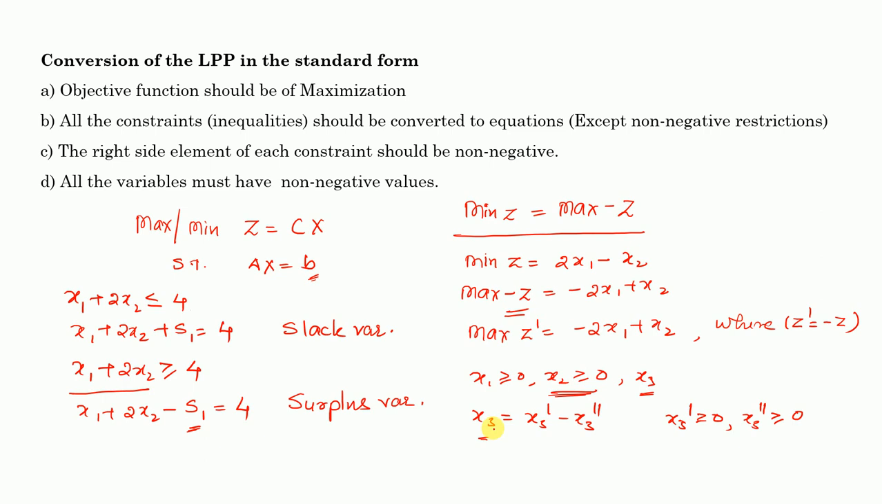X3 may be positive or negative, because if it is positive it means x3 dash is greater than this one. If it is negative means x3 double dash is greater than x3 dash. In both of the cases these two conditions are satisfied. So in place of x3 we can write x3 dash minus x3 double dash, and here both are greater than equal to 0. So in this way you can convert an unrestricted variable into non-negative restrictions.